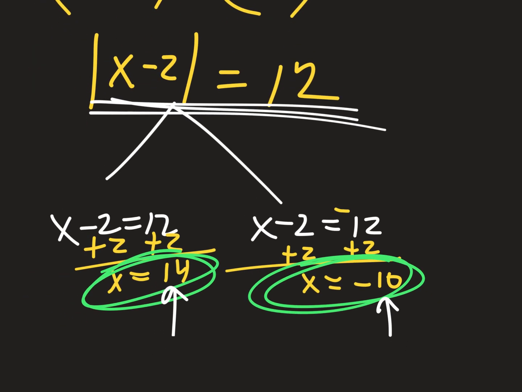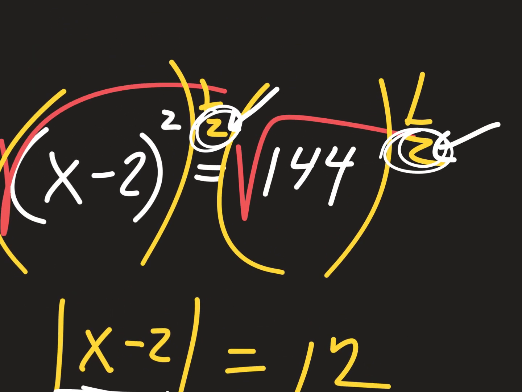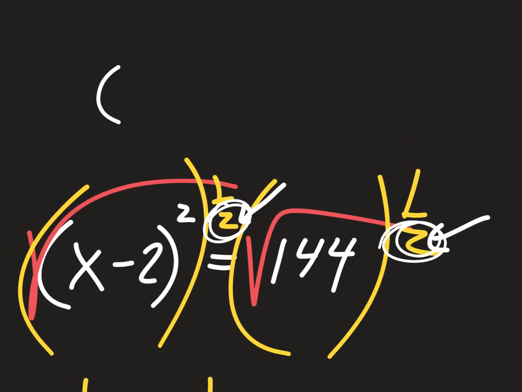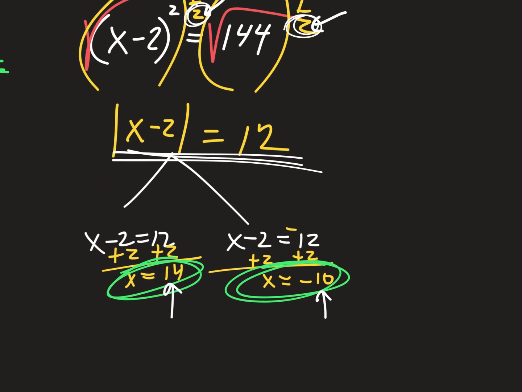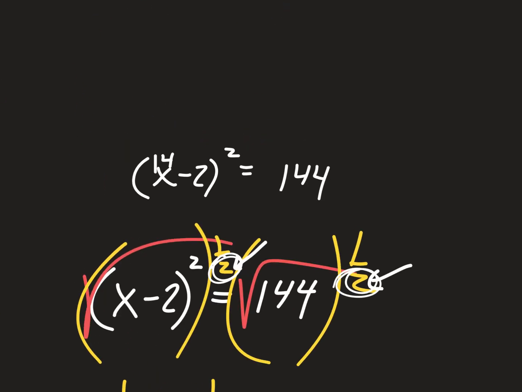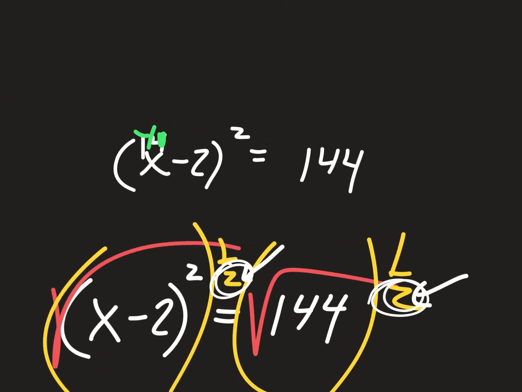14 is supposed to work. I go back up here into my original problem, which, by the way, I'm going to rewrite. X minus 2 squared was 144. And 14 is supposed to work. 14 minus 2 is 12. 12 squared is 144. Cool. That didn't take me long to check. And what's the other thing I'm supposed to check? Negative 10. Does negative 10 really work? Negative 10 minus 2 is negative 12. Negative 12 squared is 144. Cool, I checked it.